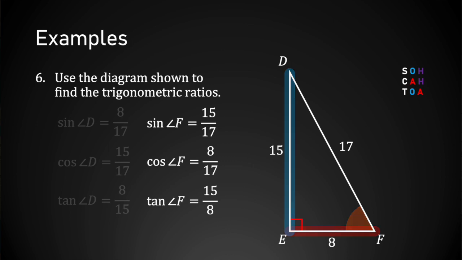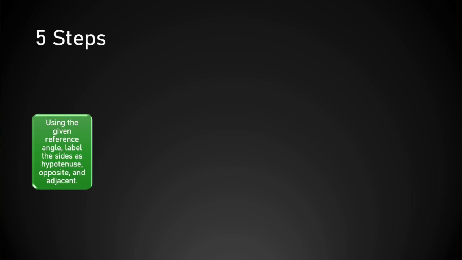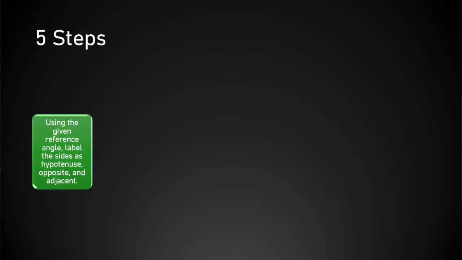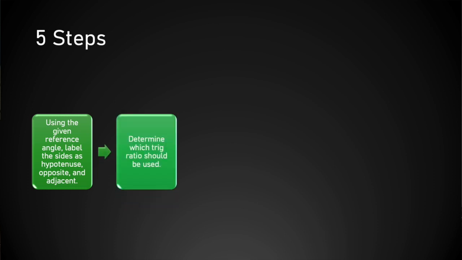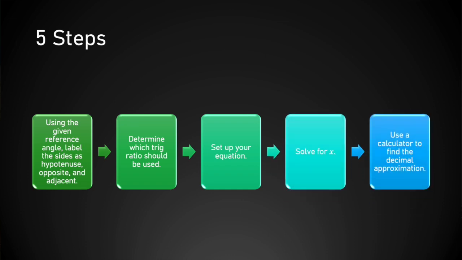If we know one of the acute angles and one of the sides, we can use that information to find another side following a 5-step program. Using the given reference angle, label the sides as hypotenuse, opposite, and adjacent. I would label them in that order because hypotenuse never changes and opposite is easy. Then when you label adjacent, there's only one side left that it could be. Step 2 is determine which trig ratio should be used. Then you'll set up your equation, solve it for x, and use a calculator to find a decimal approximation.